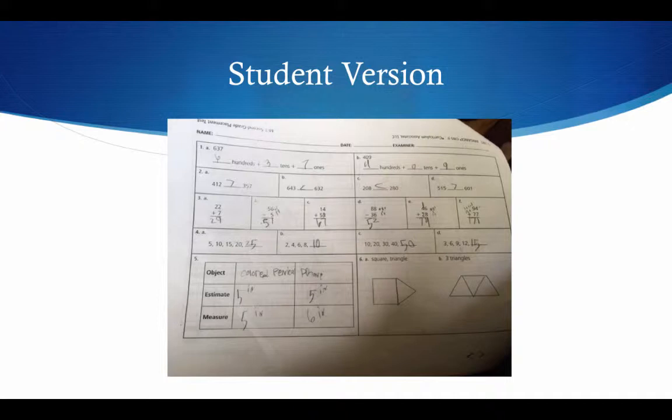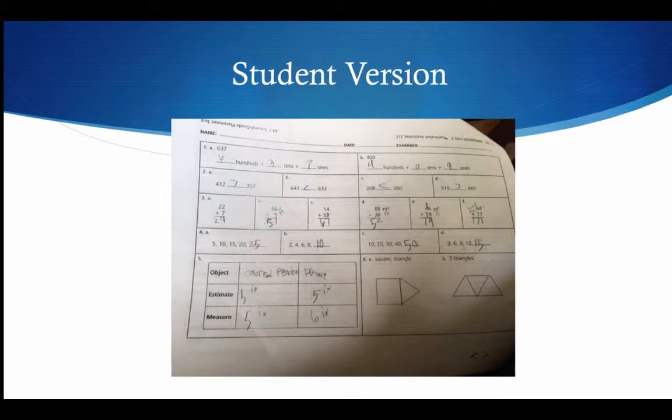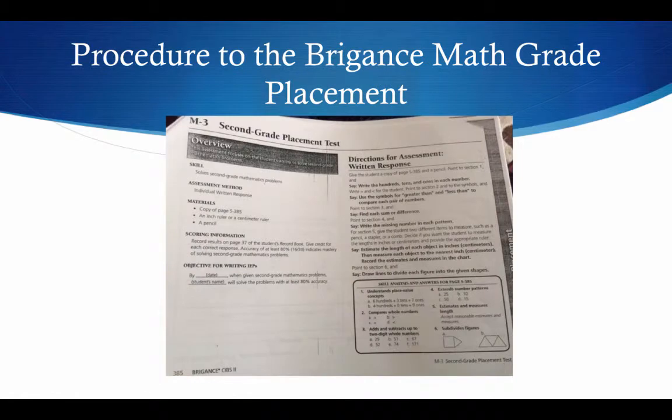Now we can see by looking at the student's version that they missed B and D on section 2. So since they only missed 2, we can say that they did have accuracy. This indicates mastery of solving 2nd grade mathematics problems since they only missed 2. That means they got over 80%.